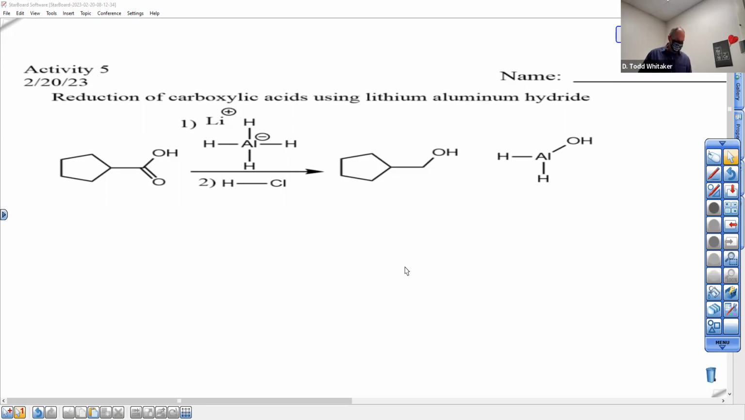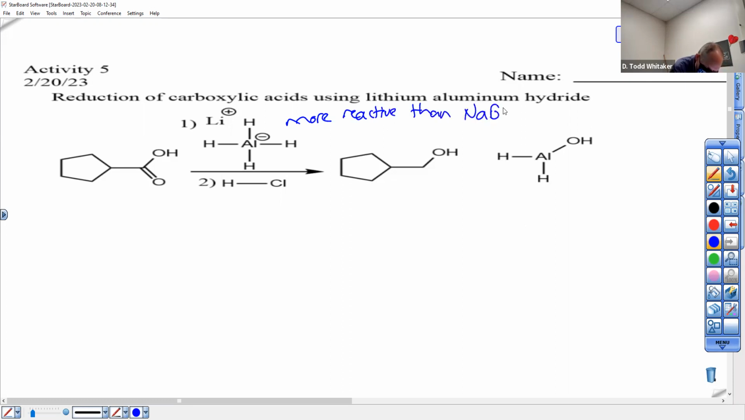That's lithium aluminum hydride here. It's more reactive than NaBH4. And you know, I'm all about reviewing as we go. Let's do an NaBH4 review.